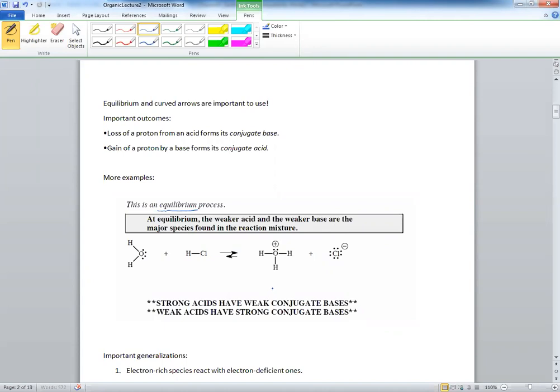So these would be the major species or products. We'll call them a species. So it says here, at equilibrium, the weaker acid and weaker base are the major species found in the reaction mixture. So let's look at which one is the acid, which one is the base, etc. And then you will actually get to a point where you're going to draw the product.